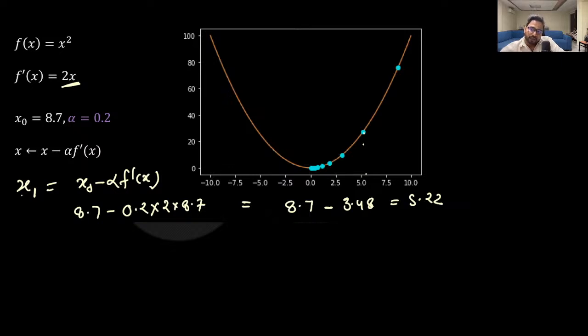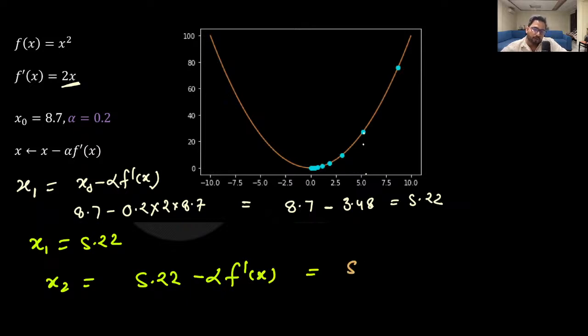So you will say your x1, or the new point, will be 5.22. Now what is the x2? It will be 5.22 minus alpha into f dash x. Okay, this is a fixed formula. So which means 5.22 minus alpha, which is given as 0.2, into f dash x, which is 2x. 2 into the x value, which is 5.22, right?